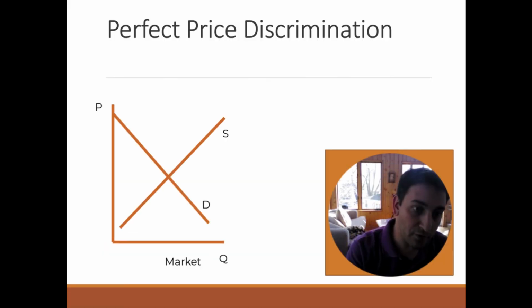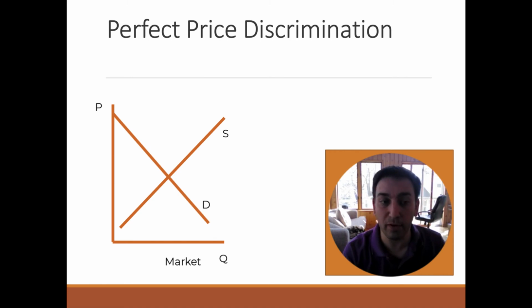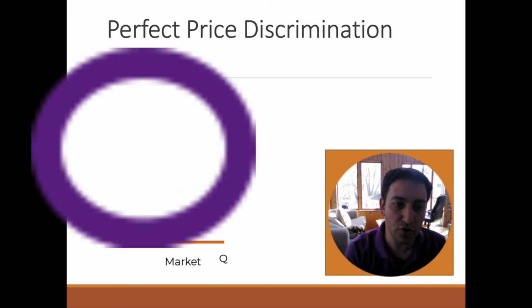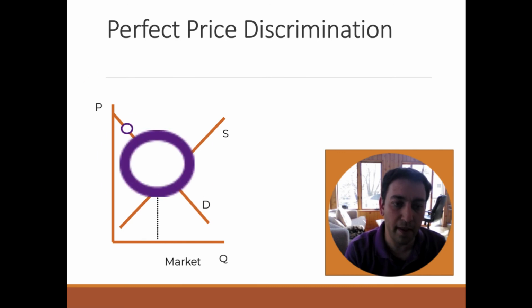So for perfect price discrimination, what I said was that the firm can see exactly what each person is willing and able to pay. So it knows how much this person is willing to pay, and they're going to charge that person the whole amount. They know what this person is going to pay, and they're going to charge them the whole amount.